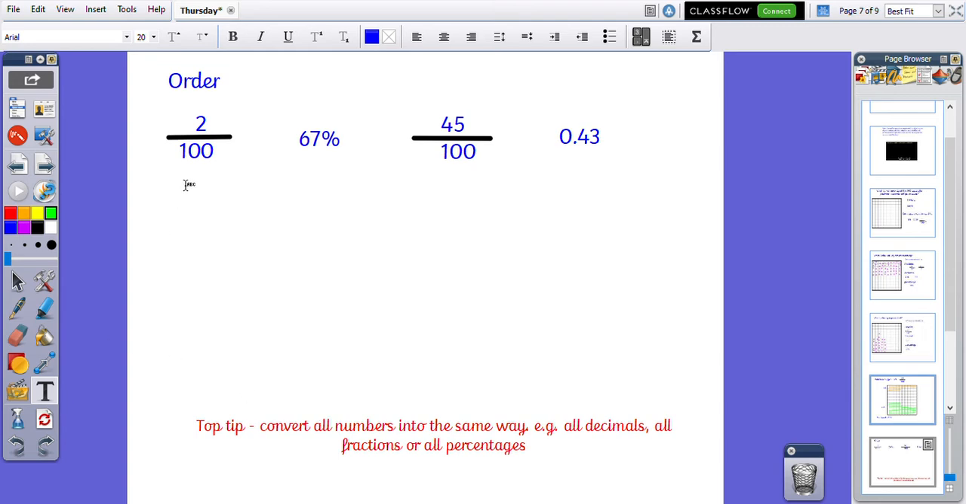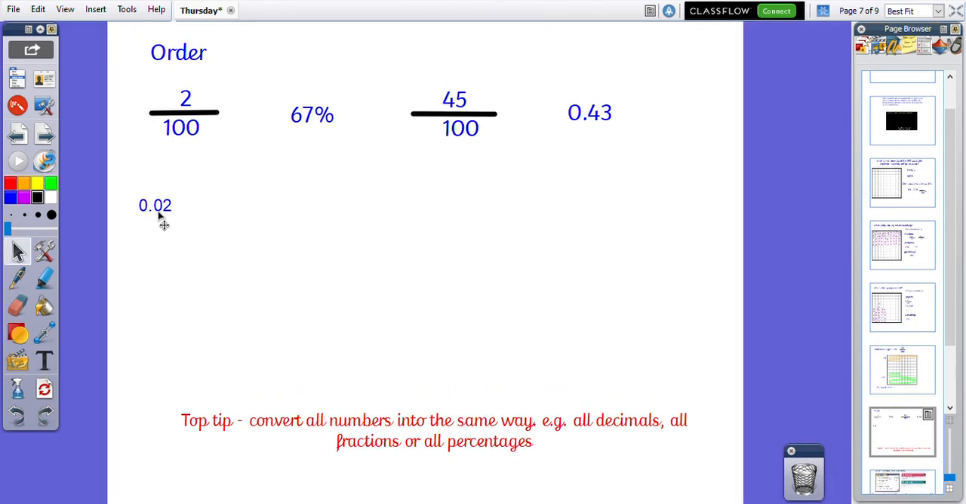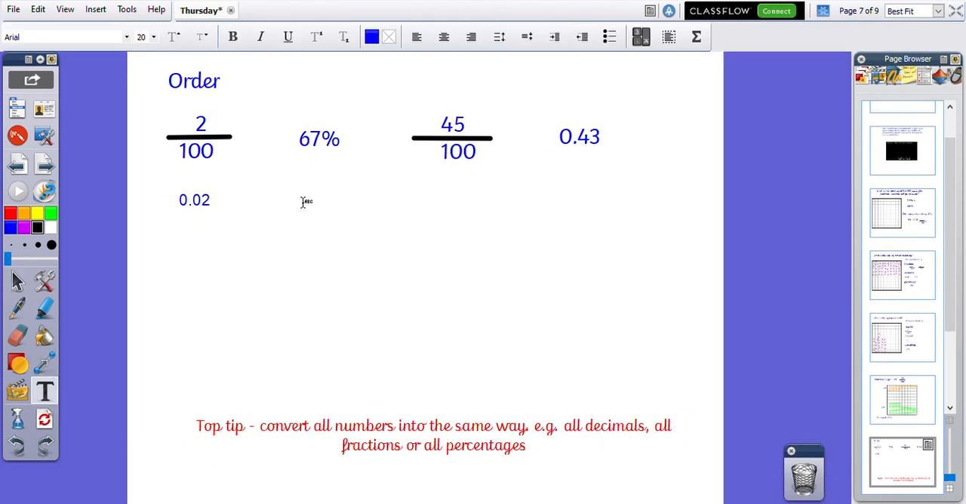Okay, so we're going to choose changing them all into a decimal. So I've got 2 over 100. So for this one I haven't got any tenths. If I had my 100 square, there would only be 2 boxes shaded in. So for this one I have 0.02. Okay, 0.02. And then for 67% I would have 67 boxes shaded, and I would have 6 tenths. So I've got 0.67.